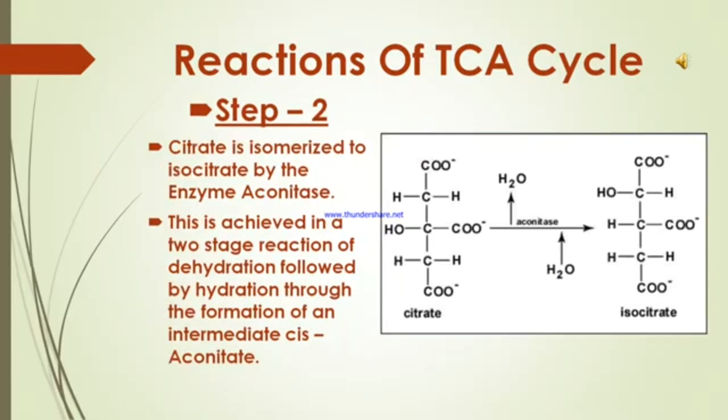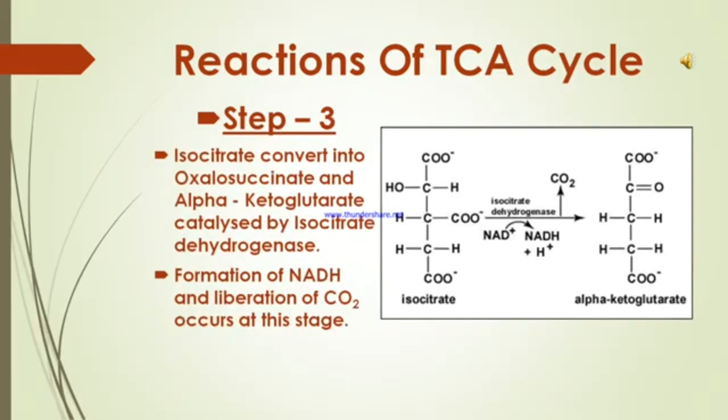In step 2, citrate is isomerized to isocitrate by the enzyme aconitase. This is achieved in a two-stage reaction of dehydration followed by hydration, through the formation of an intermediate, cis-aconitate. In step 3, isocitrate loses a molecule of CO2 and then undergoes oxidation to form alpha-ketoglutarate by the enzyme isocitrate dehydrogenase. Along with CO2, a molecule of NADH is also formed.